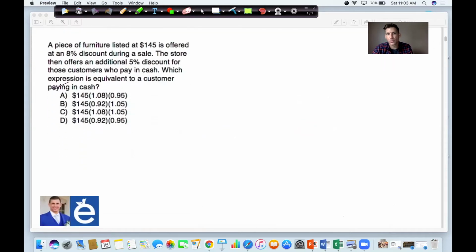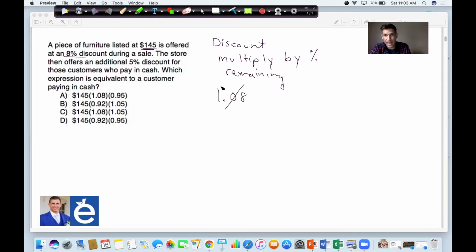Okay, here's a good example of a type of problem where they have various discounts. It says a piece of furniture is listed at $145, is offered an 8% discount. Now, once again, whenever you see the word discount, what you're going to want to do is multiply by the percentage remaining. So it's not 0.18, because that represents an increase. Anywhere where you have 1.08, that's not going to be right. So it's usually A and C are most likely not going to be right.